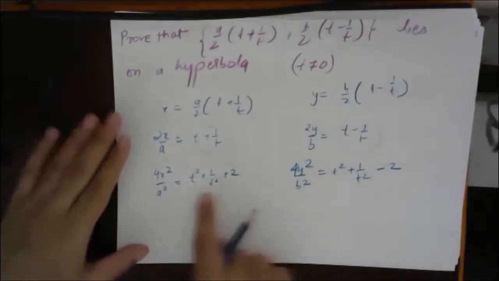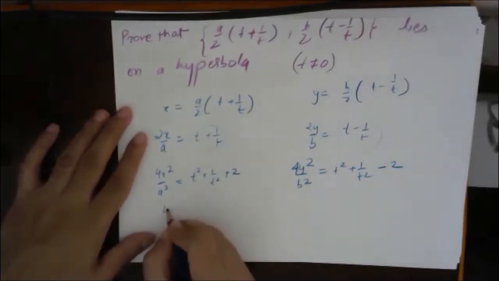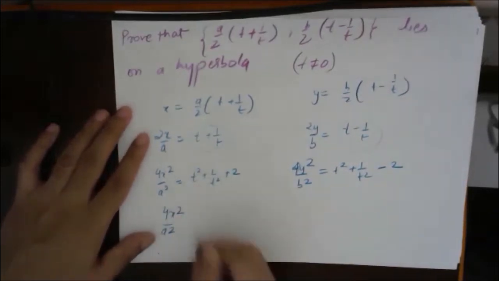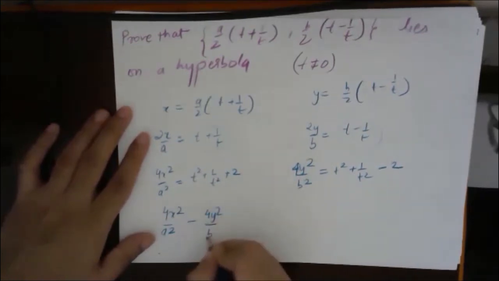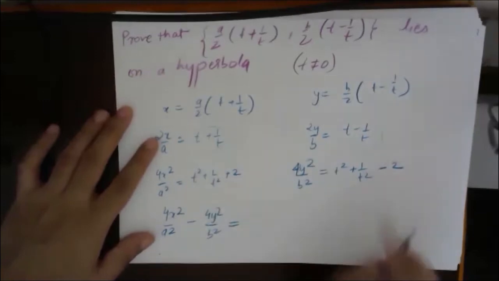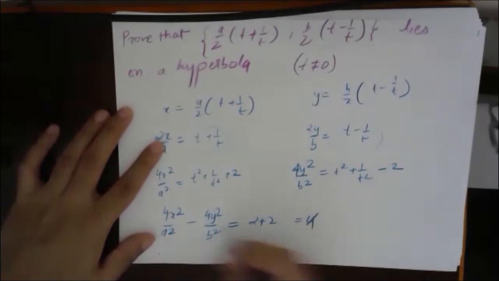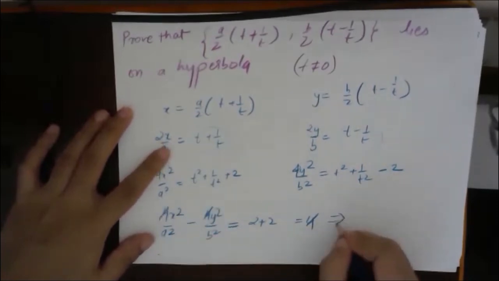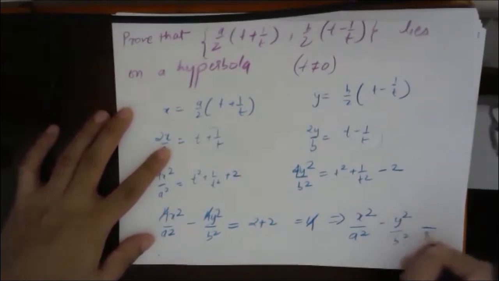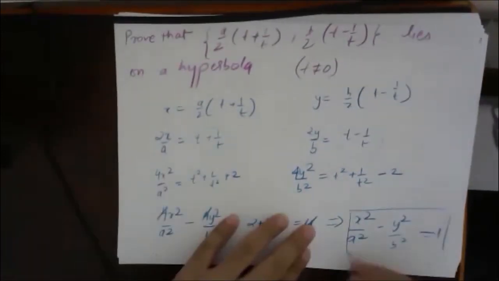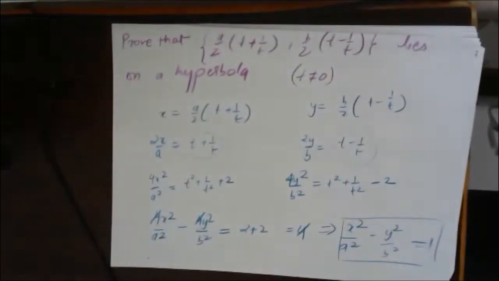Okay, so if I simply subtract both the equations, you'll have 4x square by a square minus 4y square by b square is equals to, this will get subtracted with this, so 2 plus 2, this will become 4. So 4 gets cancelled. So this will be nothing but x square by a square minus y square by b square is equals to 1, which we know is an equation of the hyperbola. Okay, let's check this one, then we'll move on to the next.